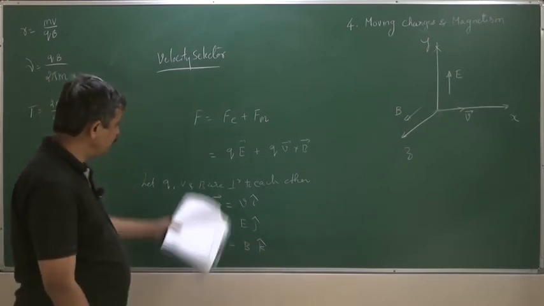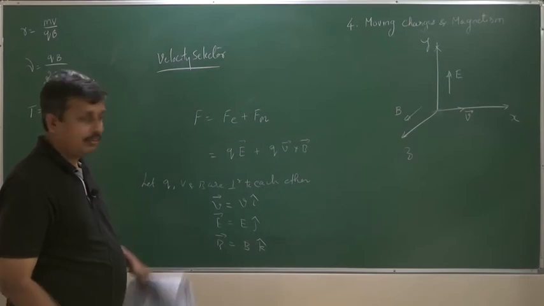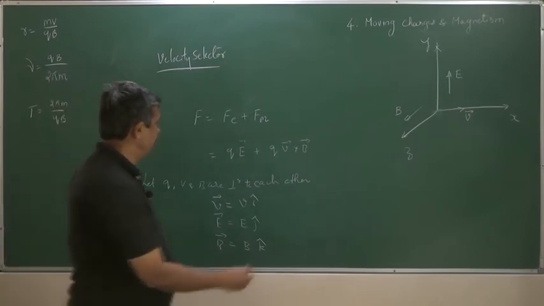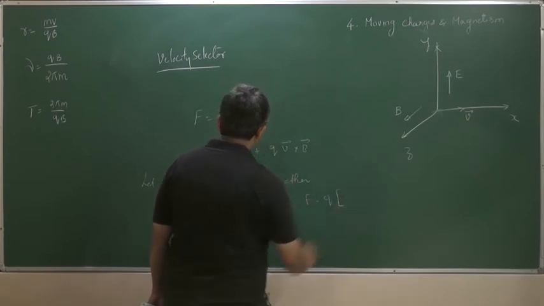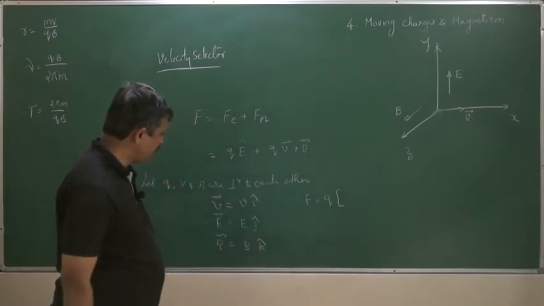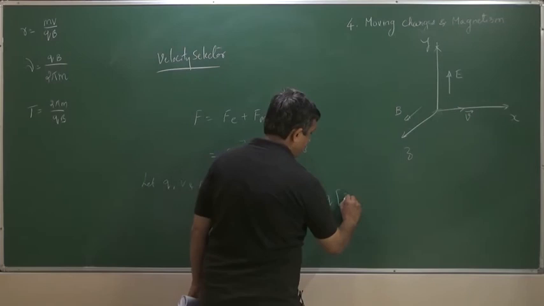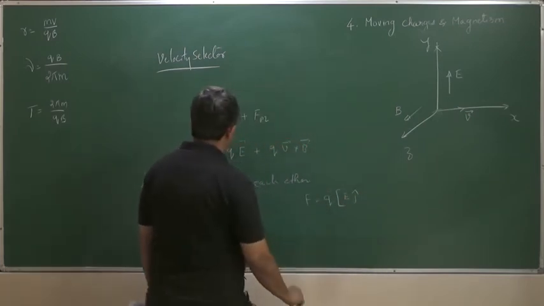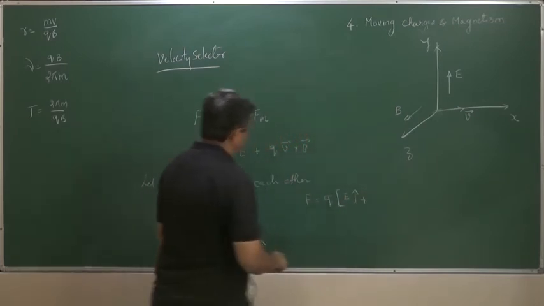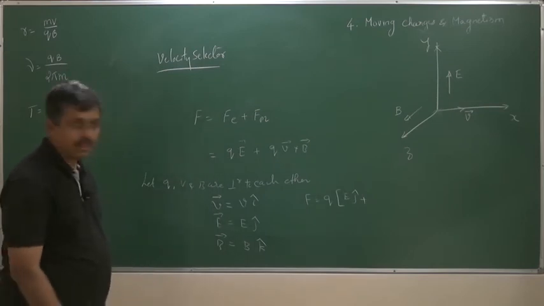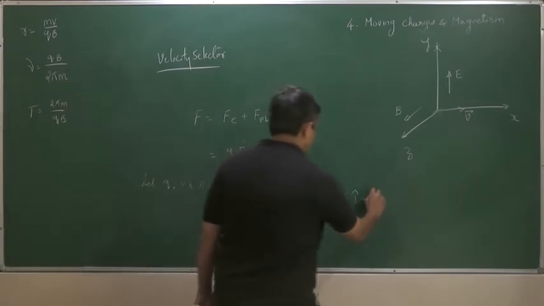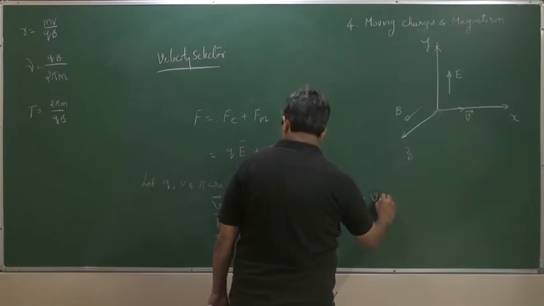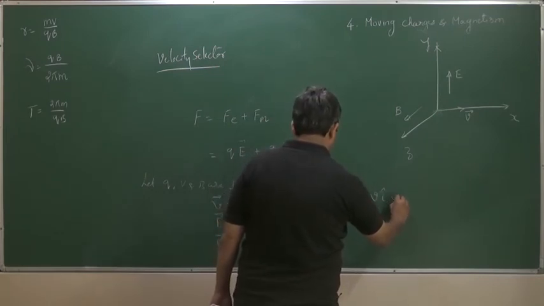Now let's substitute this into this equation. F is equal to Q into E, which is E j cap, plus Q into V cross B. V cross B is nothing but V into i cap cross B into k cap.